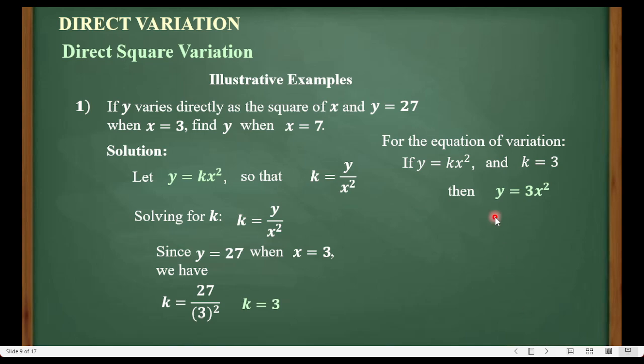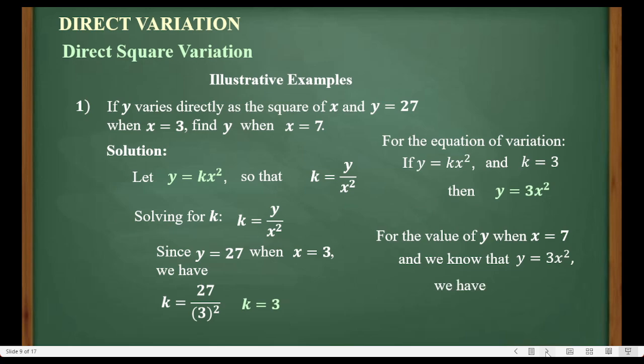And from this obtained equation of variation, we can now compute for the required unknown if the final value of x is given as 7. So for the final value of y when x is 7, using this equation of variation, we have y is equal to 3 times x, which is 7, squared. If we simplify this, we have the value of y, which is 147.